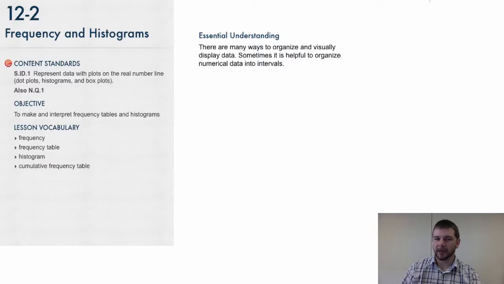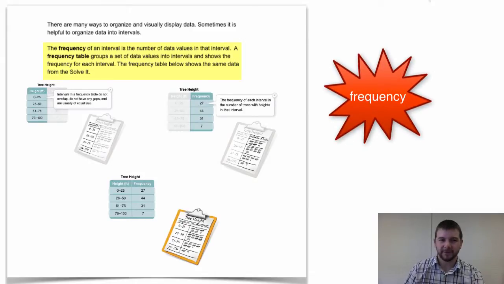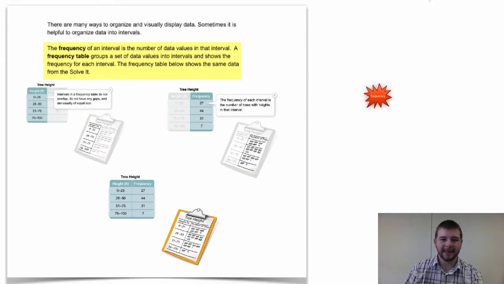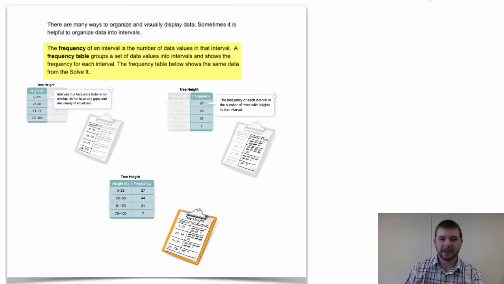Sometimes it is helpful to organize numerical data into intervals. There are many ways to organize and visually display data. Sometimes it's helpful to organize data into intervals. The frequency of an interval is the number of data values in that interval. A frequency table groups a set of data values into intervals and shows the frequency for each interval. The frequency table below shows the same data from the solvent.